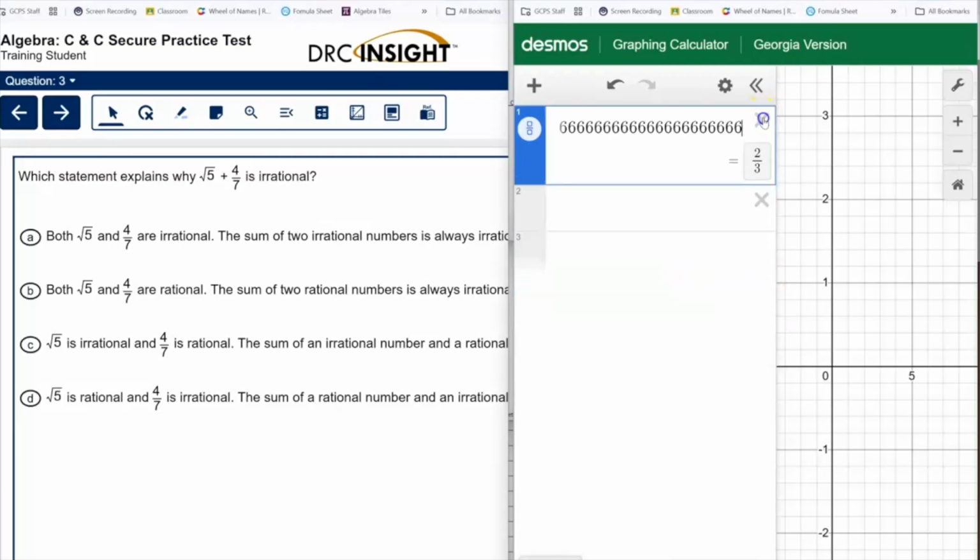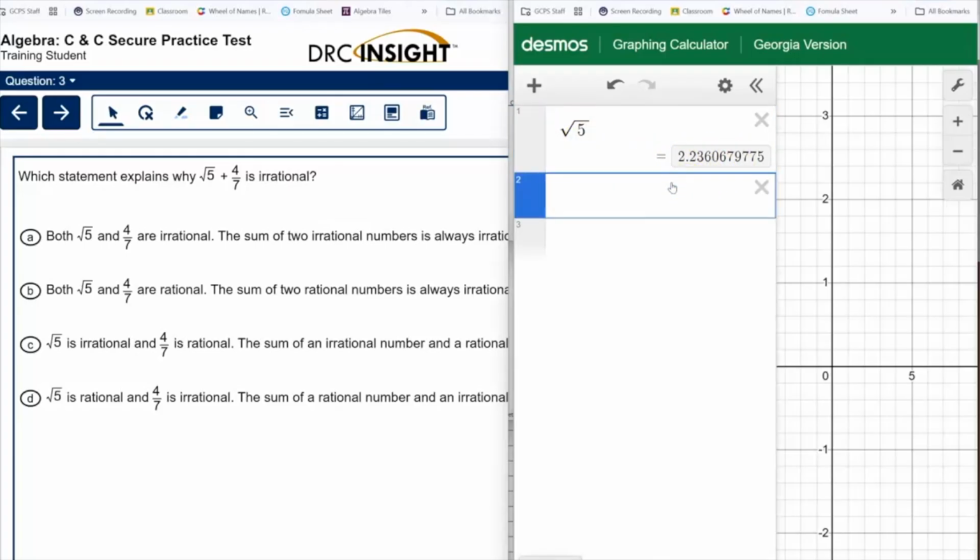All right, so now that we got our definitions, let's look through the question. Which statement explains why this, add in these two, is irrational? So both radical 5 and 4 over 7 are irrational. Let's take a look at that. SQRT 5. Is that irrational? Does it, three things, go on forever? Yes. Does it not repeat? Yes. Can it be written as a fraction? No. So this is irrational. All right, let's look at 4 over 7. 4 over 7 can be written as a fraction because it was a fraction anyway. So this one is rational. This one is irrational.